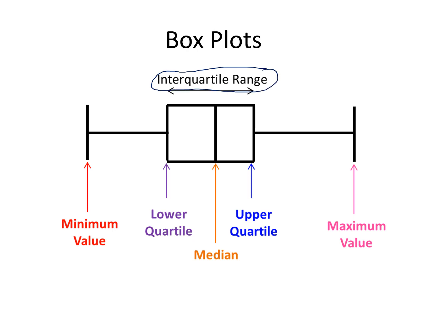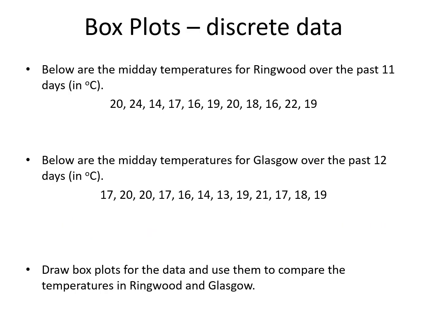So a bigger box means a bigger interquartile range, smaller box means a smaller interquartile range. You put a line down for where the median is, and then remember where these whiskers go out. The whiskers go out to the minimum or the smallest value and the biggest value. Okay, right. So that should all be familiar to you.